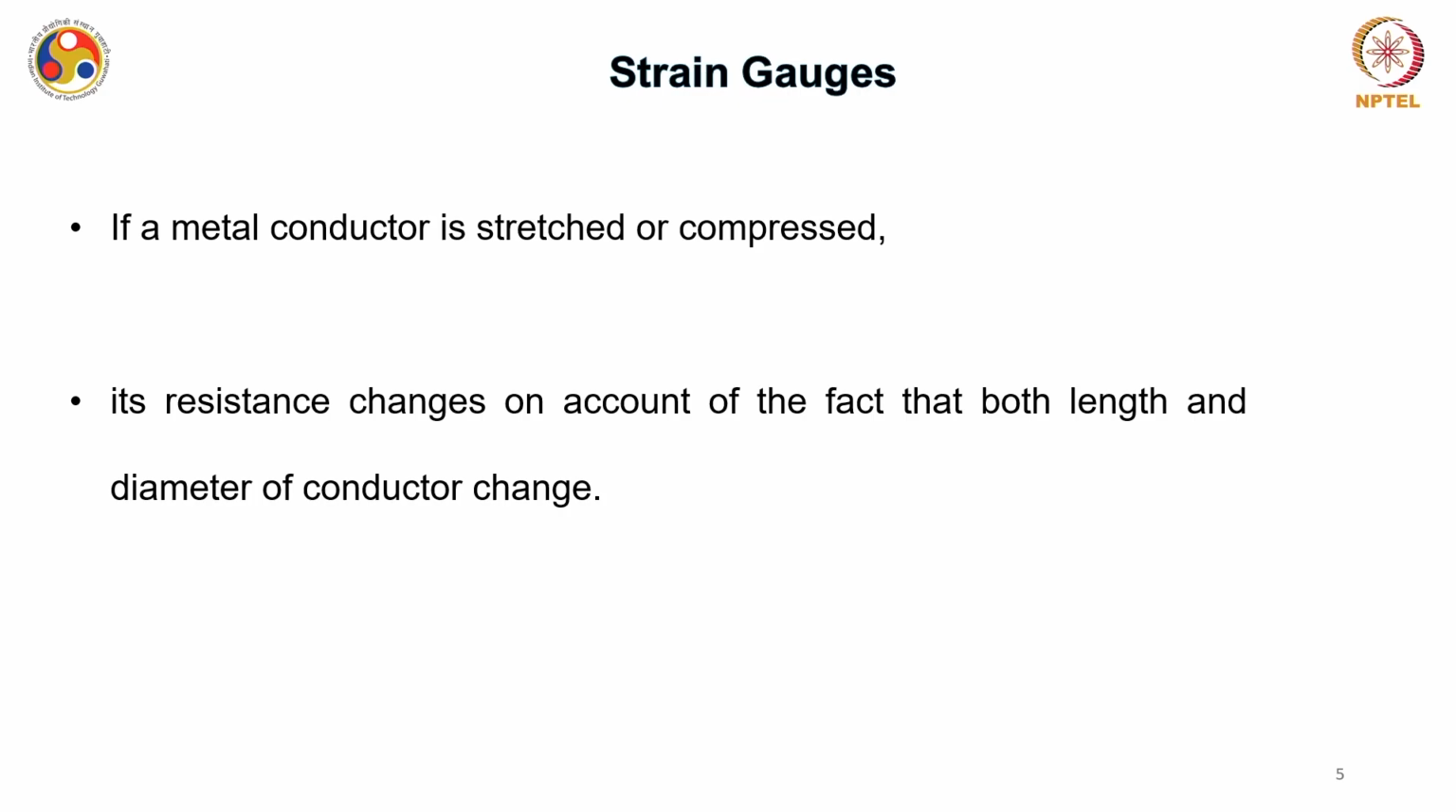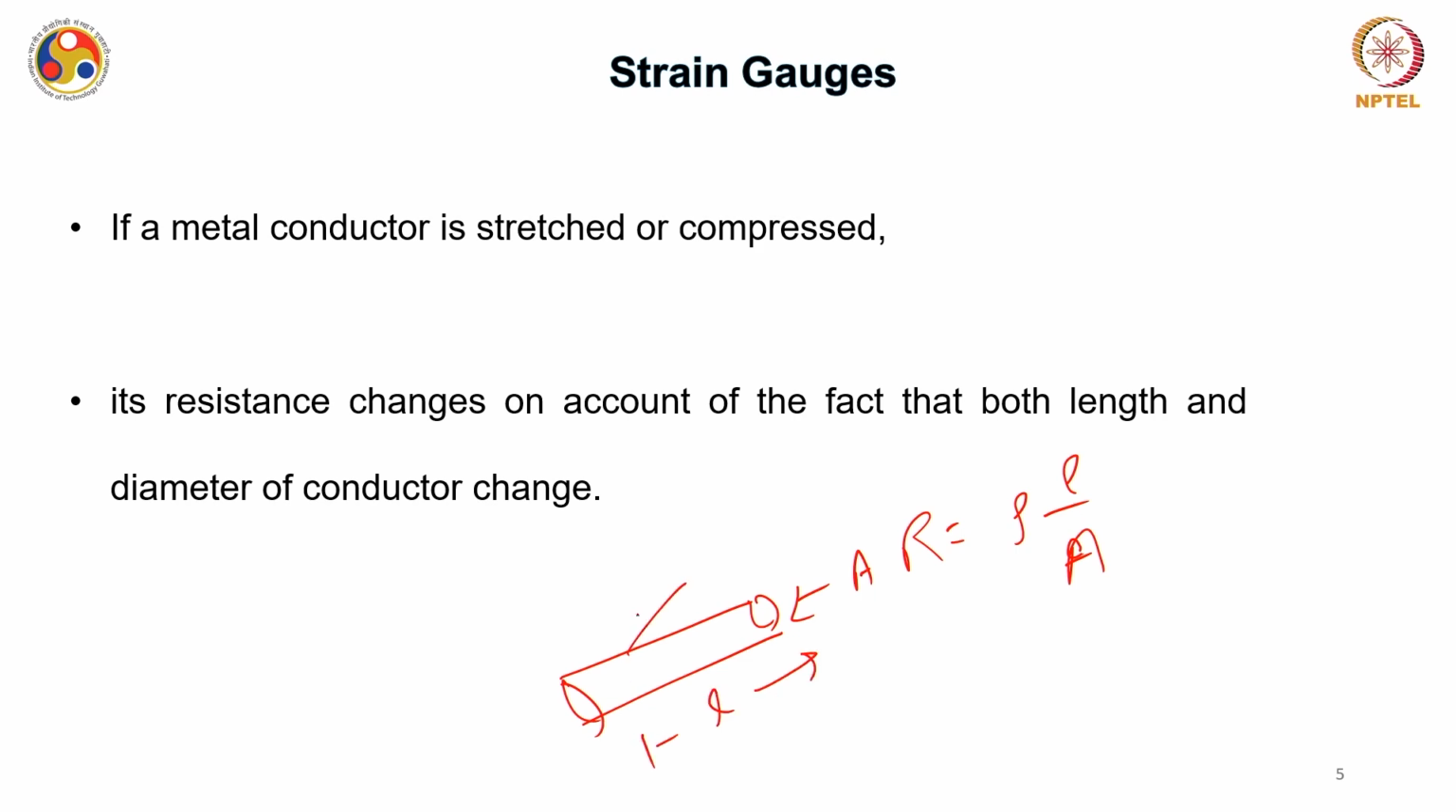As I have mentioned, this is based on the piezoresistive principle. If a metal conductor is stretched or compressed, its resistance changes because both the length and diameter of the conductor change, and this comes from the well known formula of resistance, which is equal to rho L by A. So if I have a metal wire, for example, having a cross-sectional area of A and length of L, and the resistivity of the material is say rho.